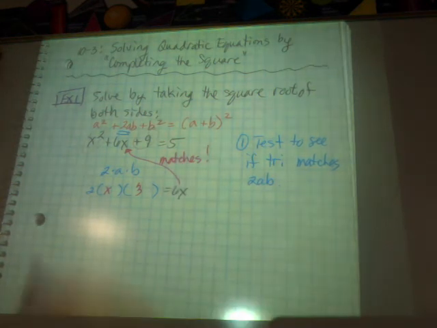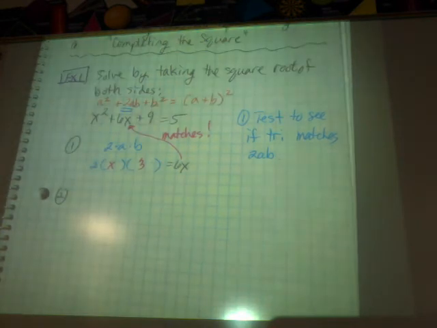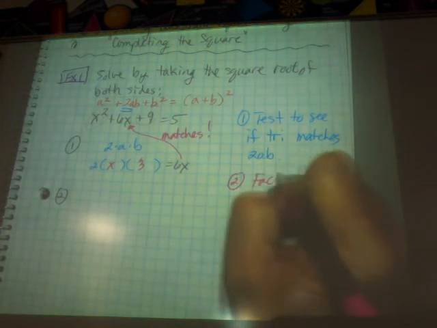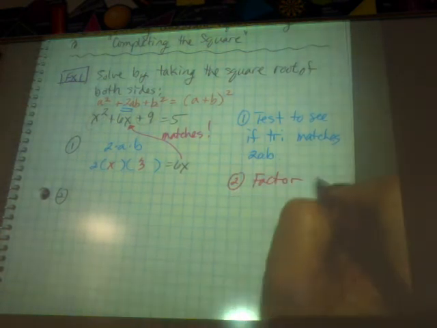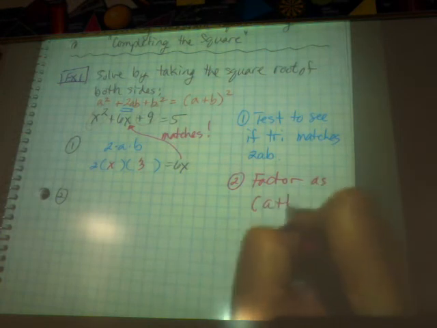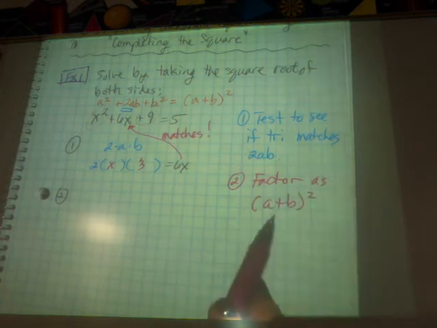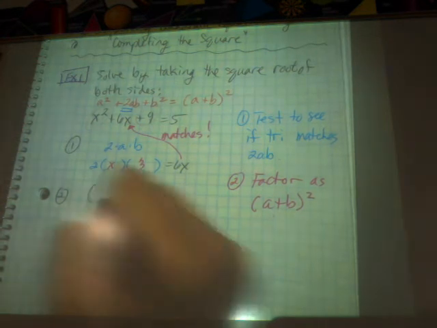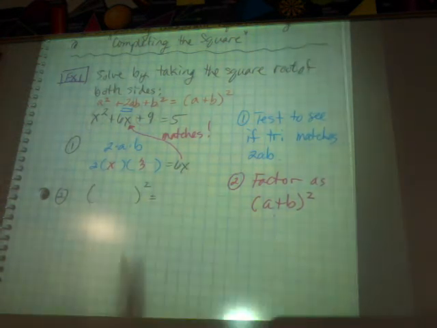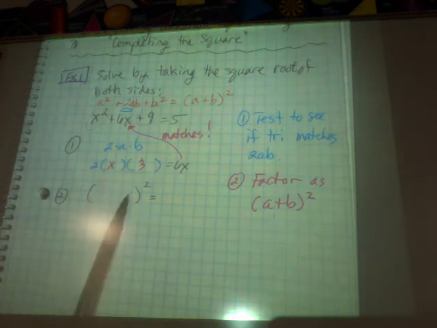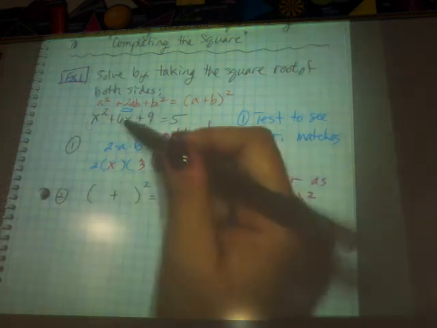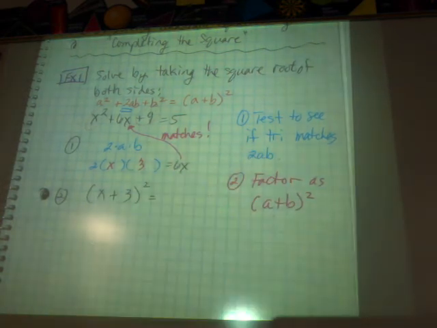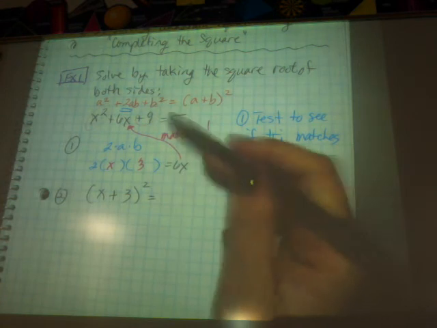So then this was step 1. So then step 2, once you identify that it matches, you are going to factor as one set of parentheses a plus b squared. Now this could be a minus in here, right? When is that a minus? When the middle term is a negative. So you've already found a and b right here. So the x goes here and the 3 goes here. This is a plus in the middle because our middle term is positive. So it's x plus 3 squared. What does it equal? 5. So don't forget that 5.